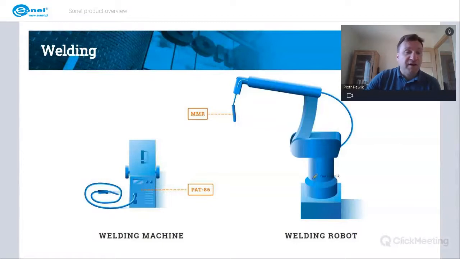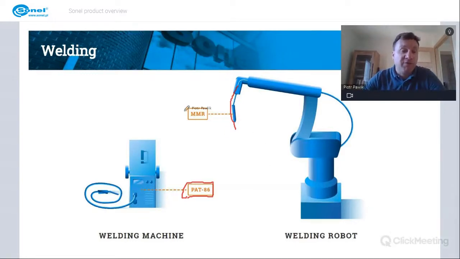So if we have the mobile welding machine, we need to treat this as any other portable electrical appliance. So we can test it with a PAT series meter. However, there are some specific tests that we need to perform, especially on the welding machines, which are available with PAT 86. So this is the model designed for welding machines. Now, in case we are thinking about the welding robots, here we need to check the continuity of the welding cable. So for that, we can use the micrometers of the MMR series.